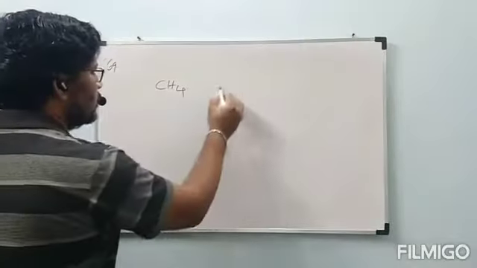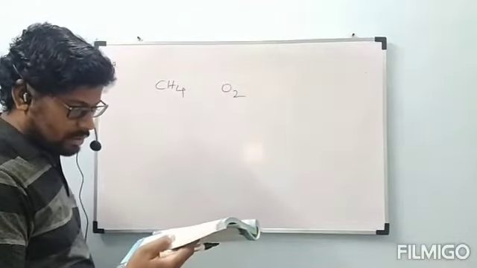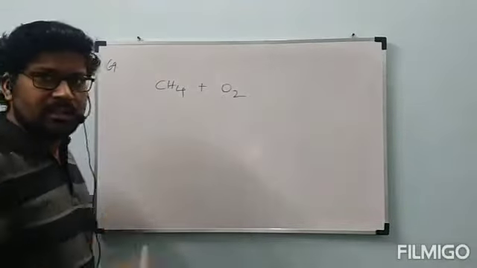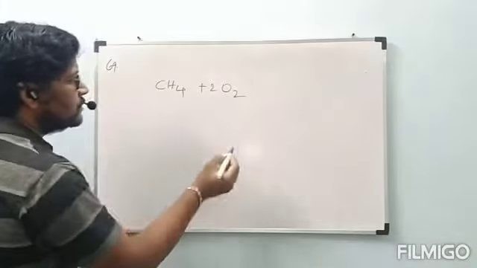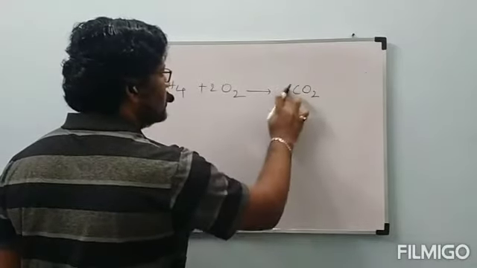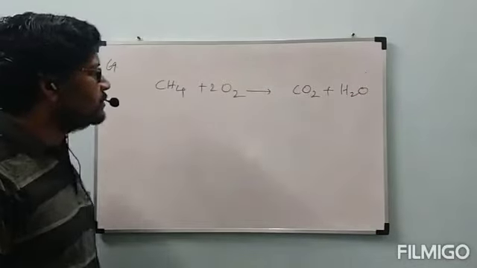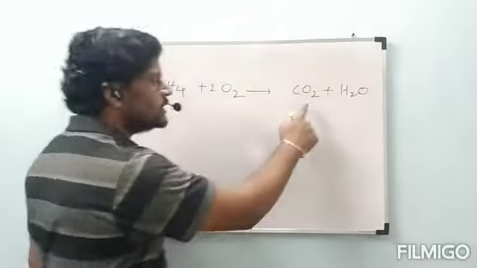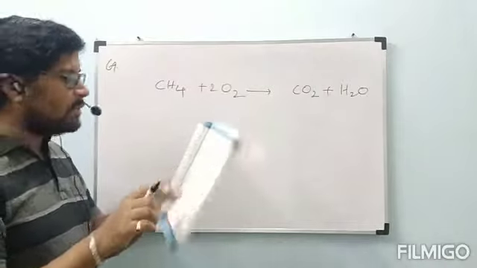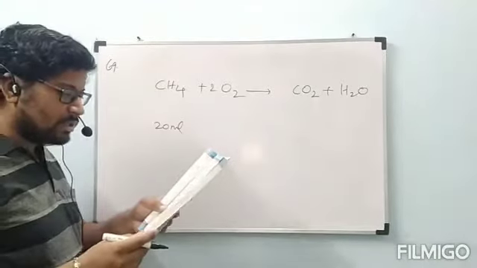CH4, 20 ml of oxygen. Previous balanced reaction only: CH4 plus 2O2 gives rise to CO2 plus H2O. This is the reaction mixture, and we have to find this one. Now, how much amount? 20 ml of methane and 20 ml of oxygen.